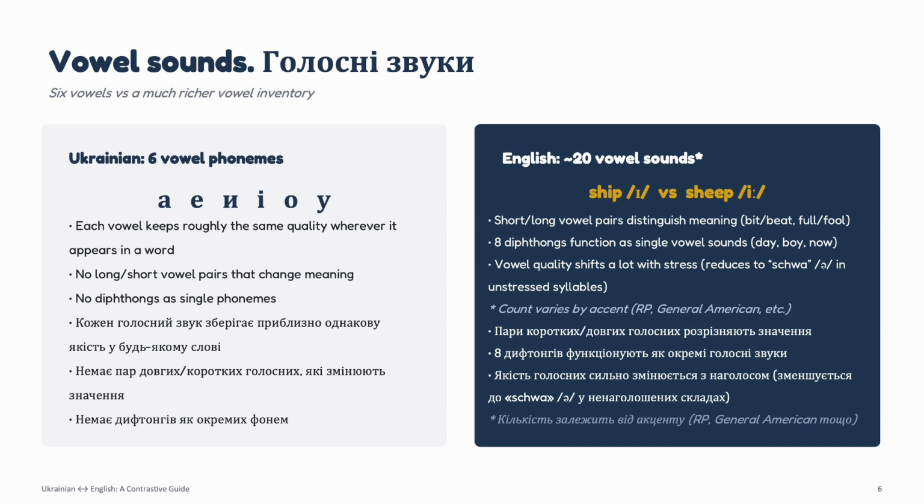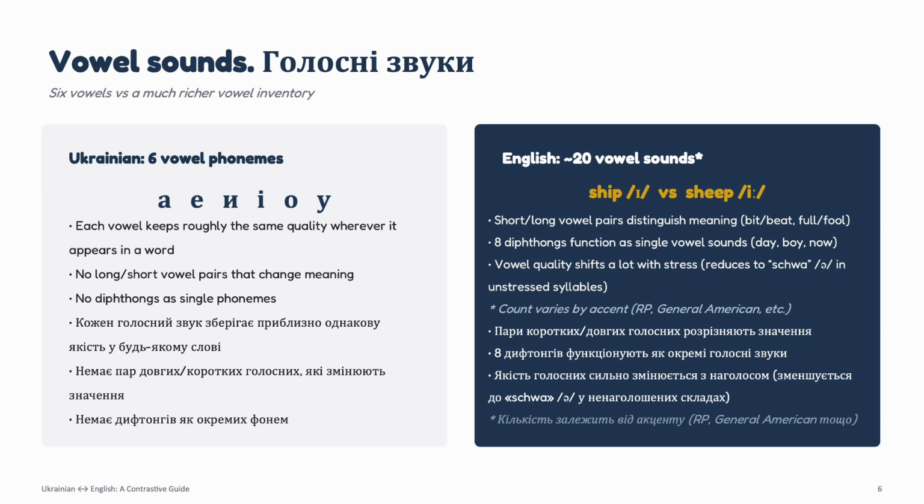Plus, English has eight diphthongs, like the vowel sounds in day, boy, now, and other words. That sheep pair is the classic example teachers use because Ukrainian speakers often can't hear the difference at first. Ukrainian doesn't force that particular distinction. On the flip side, an English speaker learning Ukrainian doesn't have to worry about vowel length or that reduced schwa sound English uses so heavily in unstressed syllables. Ukrainian doesn't have this sound.